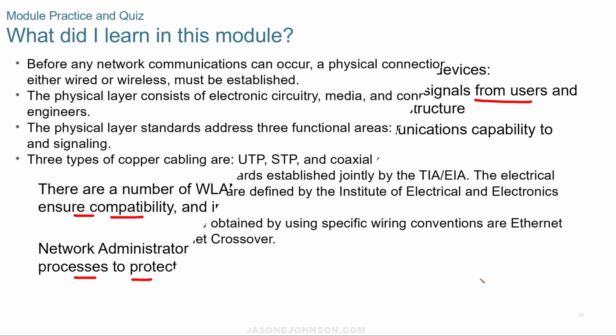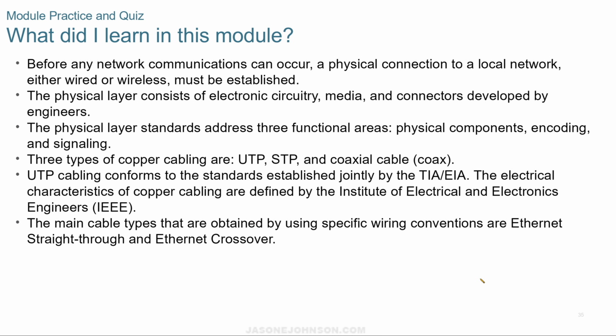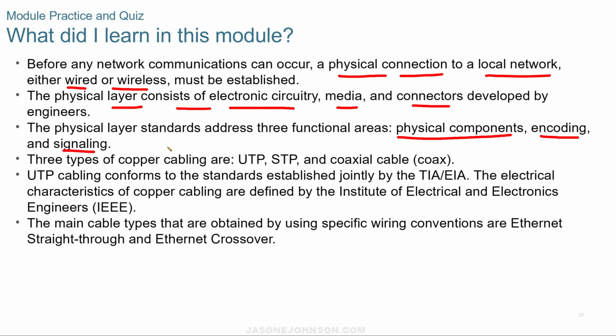Wrapping up this module, what did we learn? We learned that before any network communications can occur, a physical connection to a local network needs to take place, either wired or wireless. The physical layer consists of electronic circuitry, media, and connectors. The physical layer standards address three functional areas: physical components, encoding, and signaling.